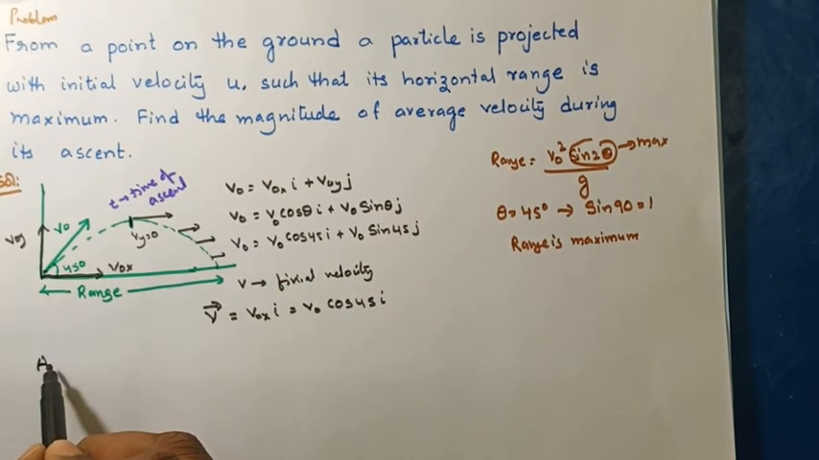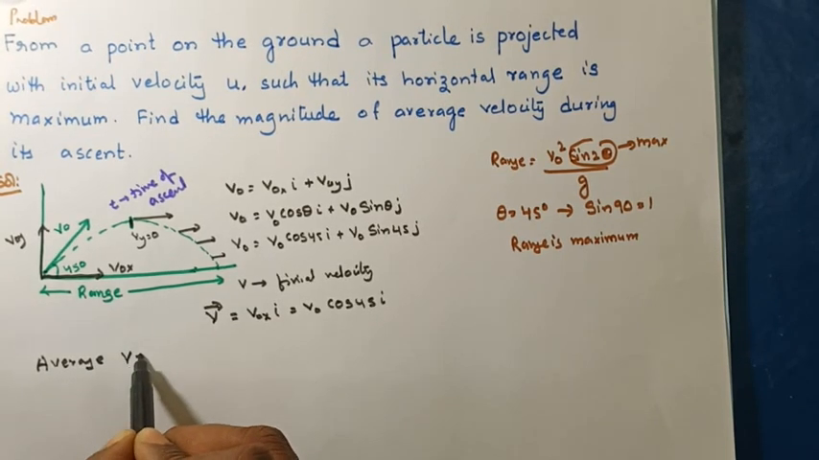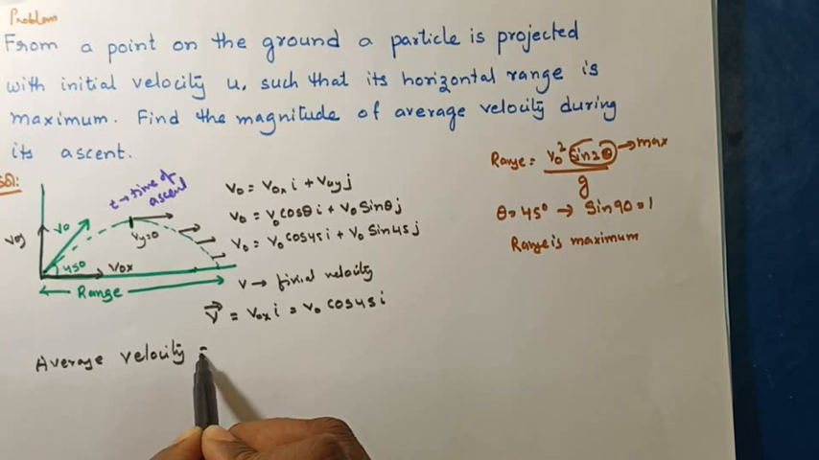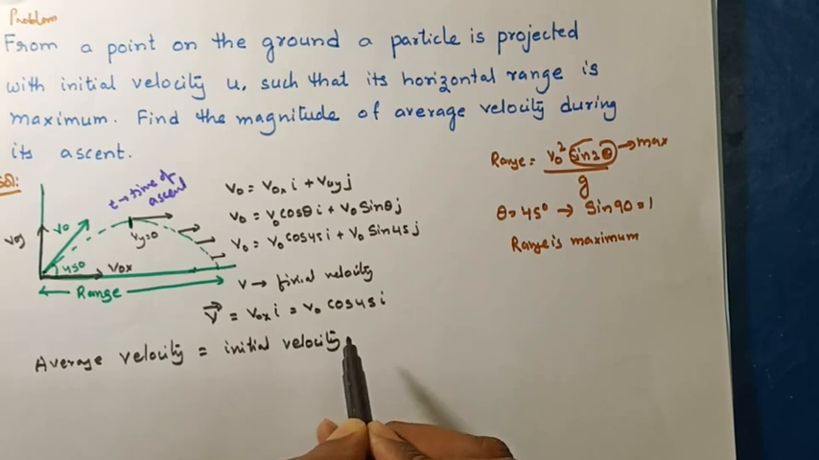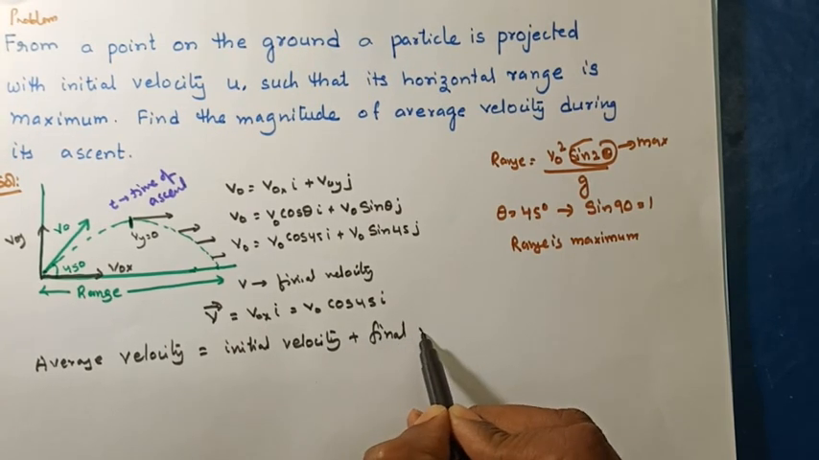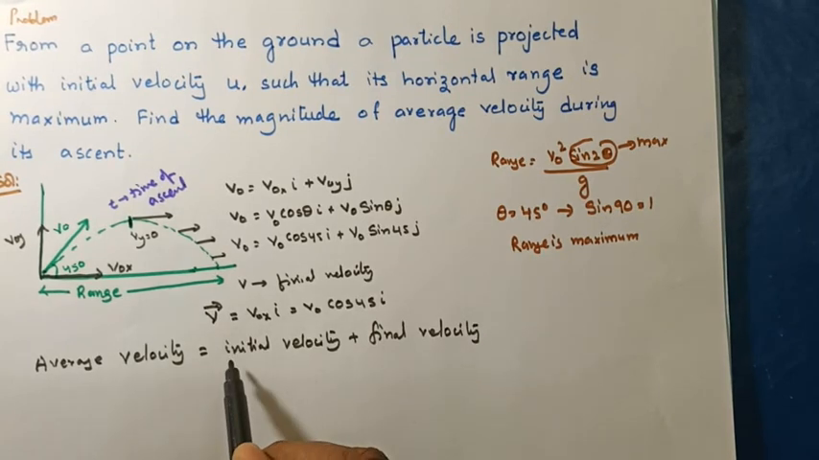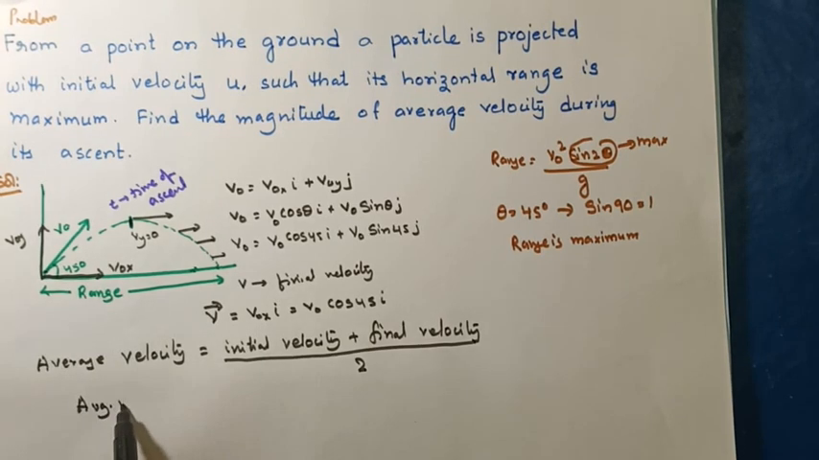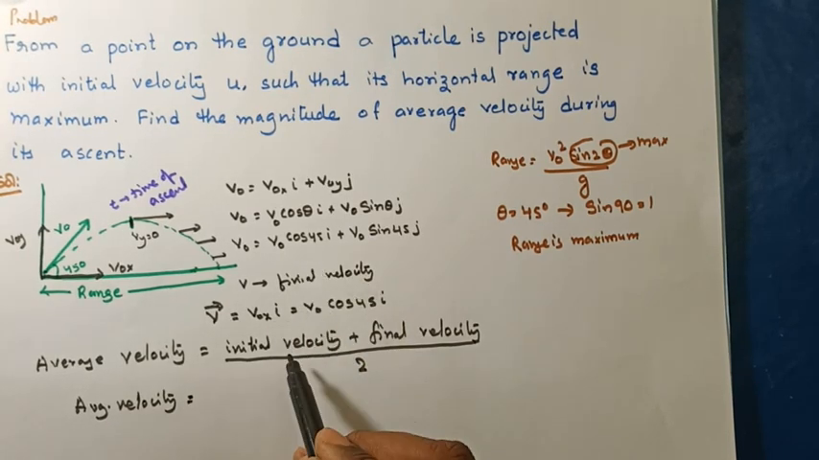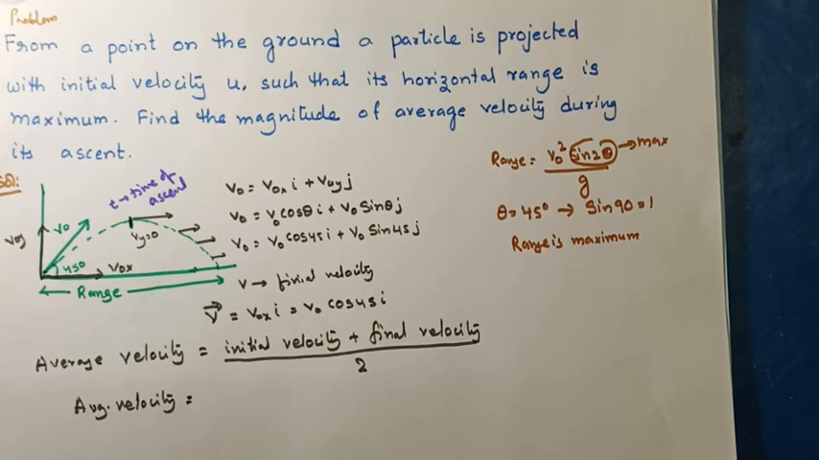What is meant by average velocity? Average velocity is equal to initial velocity plus final velocity by 2. So this is called average velocity. Now we just substitute the initial velocity over here and the final velocity over here, and you will get the average velocity in vector form. Now substitute the initial velocity and final velocity that we have written in the problem.